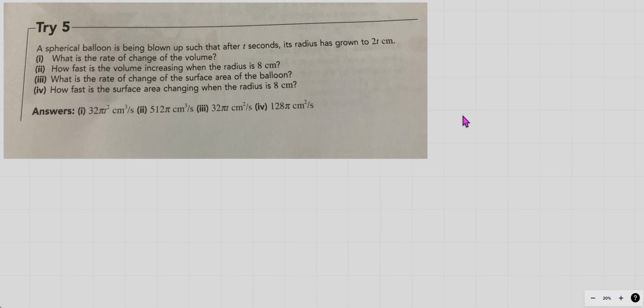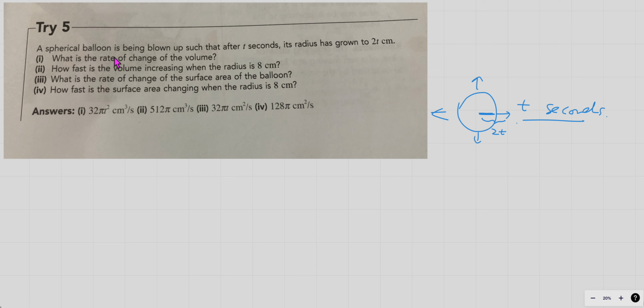So you have a balloon, and it will increase in size. After t seconds, the diameter has grown to 2t. Yep, so the radius has grown to 2t cm after t seconds. So it starts from something, then it will be 2t when it reaches t seconds. Okay, so they ask what is the rate of change of the volume.